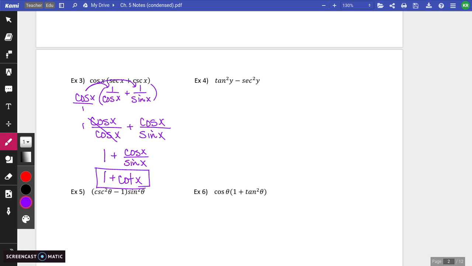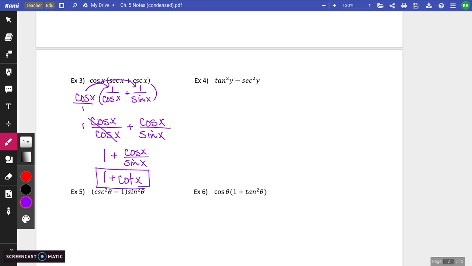Okay, so we picked up back here in your 5-1 notes where we left off yesterday. This one, number 4, tangent squared y minus secant squared y. One of my suggestions that we've used for the previous 3 examples was to convert everything into sines and cosines. That is one method, and a lot of times that's helpful. Now on example 4, that's not going to be as helpful.